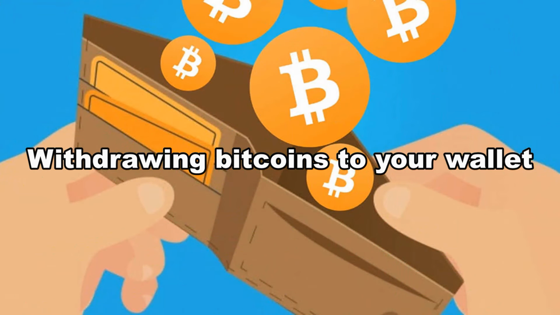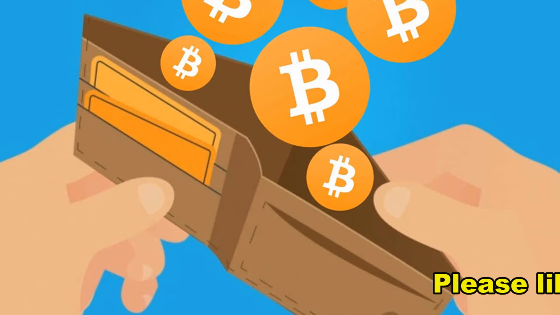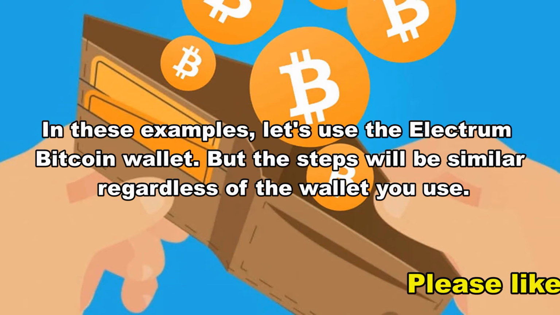Withdrawing Bitcoins to your wallet. Once you've installed a wallet and purchased Bitcoins from a cryptocurrency brokerage, it's fairly simple to withdraw your Bitcoins from the brokerage and into your personal possession. Here is how to withdraw Bitcoins from either Cash App or Coinbase. In these examples, let's use the Electrum Bitcoin wallet. But the steps will be similar regardless of the wallet you use.